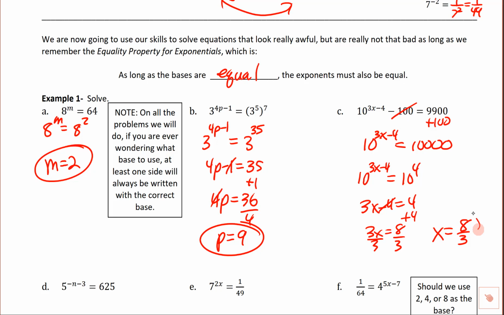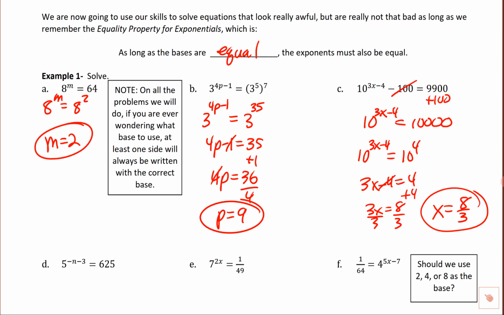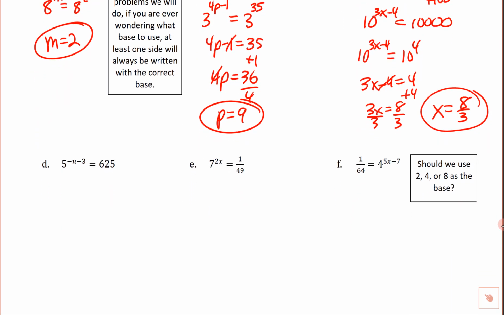Now, we don't have to worry about taking this and plugging it back in. It would certainly work. You'll notice that if we did plug it in, we'd have 3 times 8/3. The 3's would cancel. A bunch of cool stuff would happen. The point is, we've solved each one of these correctly. We've written them both sides with the same base. We've set the exponents equal to each other, and then we've used some legal algebraic moves in order to solve that.